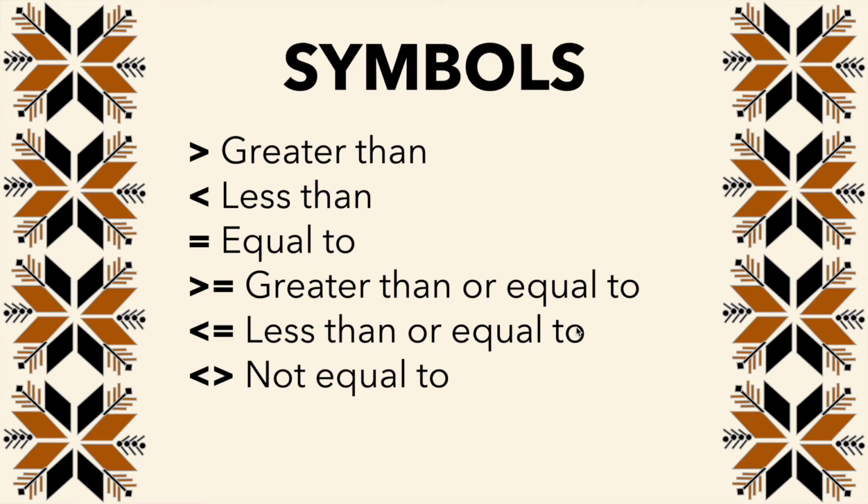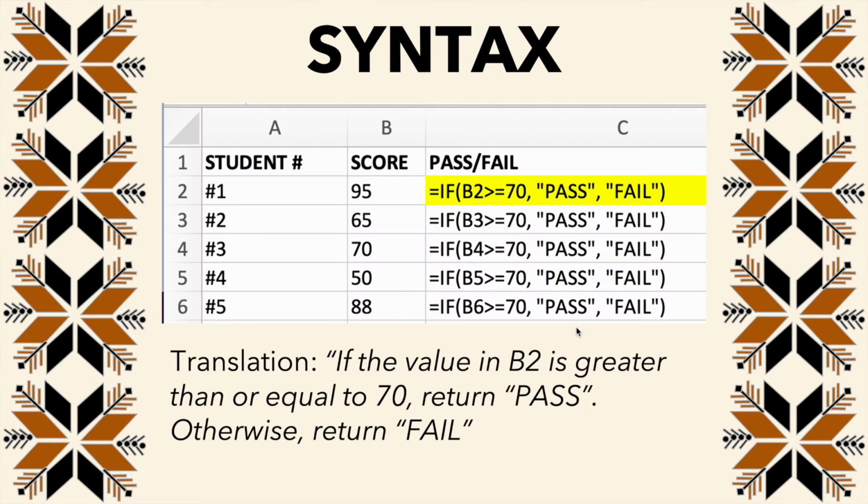When constructing an if function, you can use any of the following symbols: greater than, less than, equal to, greater than or equal to, less than or equal to, and not equal to. The syntax of the if function is pretty straightforward. Going back to our first Excel example with the students' grades, the yellow highlighted cell is translated as: if the value in B2 is greater than or equal to 70, return pass. Otherwise, return fail.